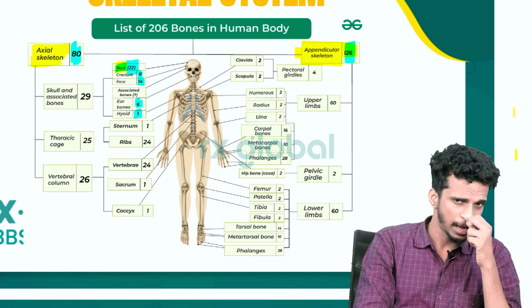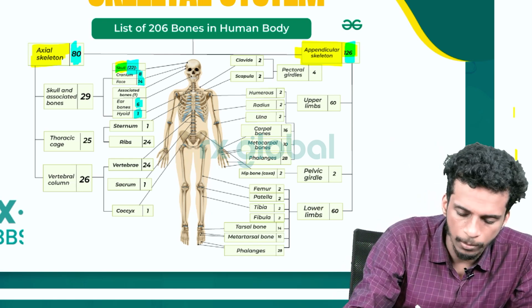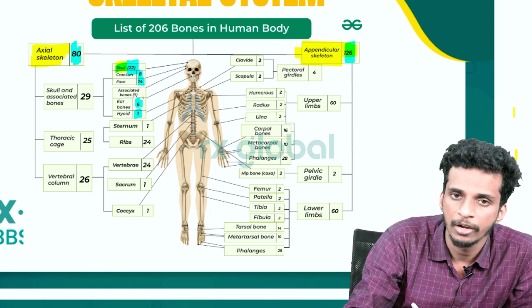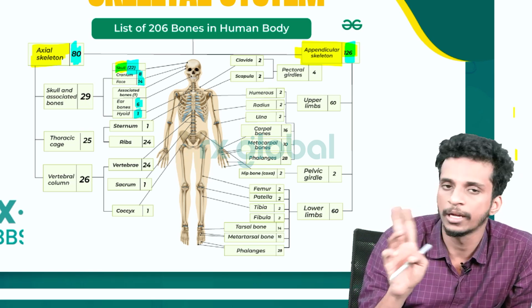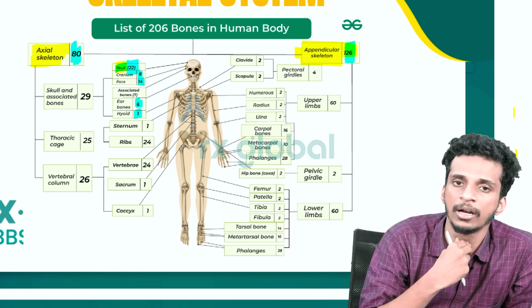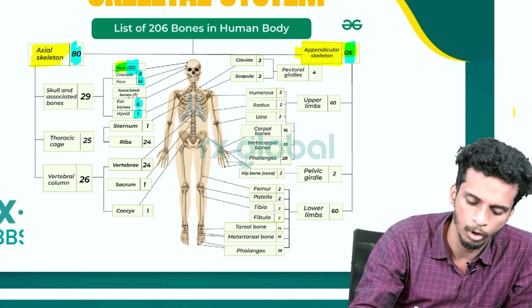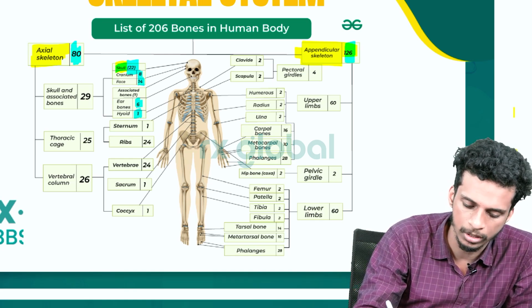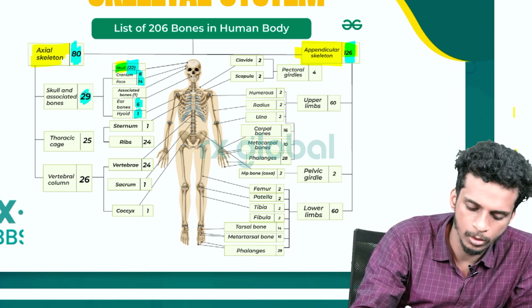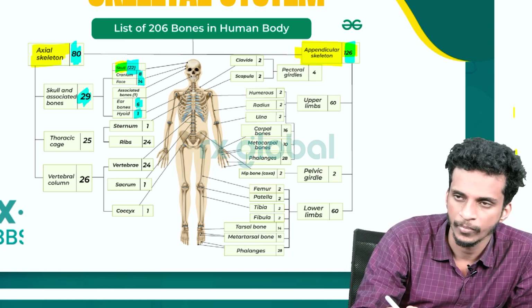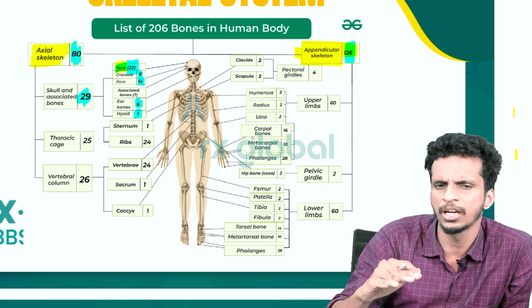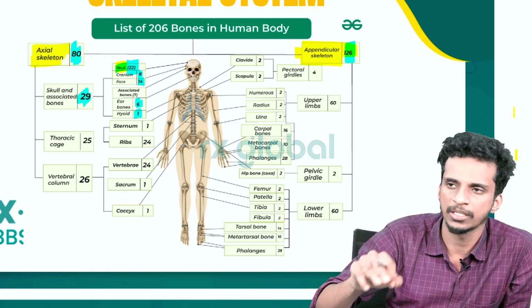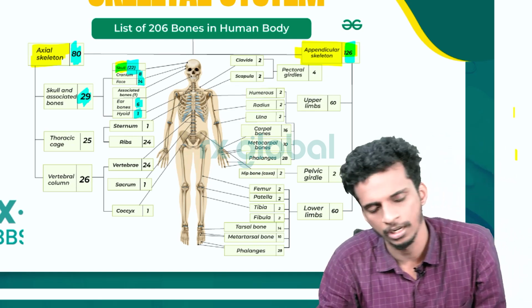So in total, I have 22 skull bones, of which 8 are cranial bones and 14 are facial bones, and 6 ear ossicles on both sides, and 1 hyoid bone. So altogether my skull and associated bones make 29 bones. I hope it's clear. Now I'm just brushing it up, guys. I know you know this, so I'm just revising it quickly.